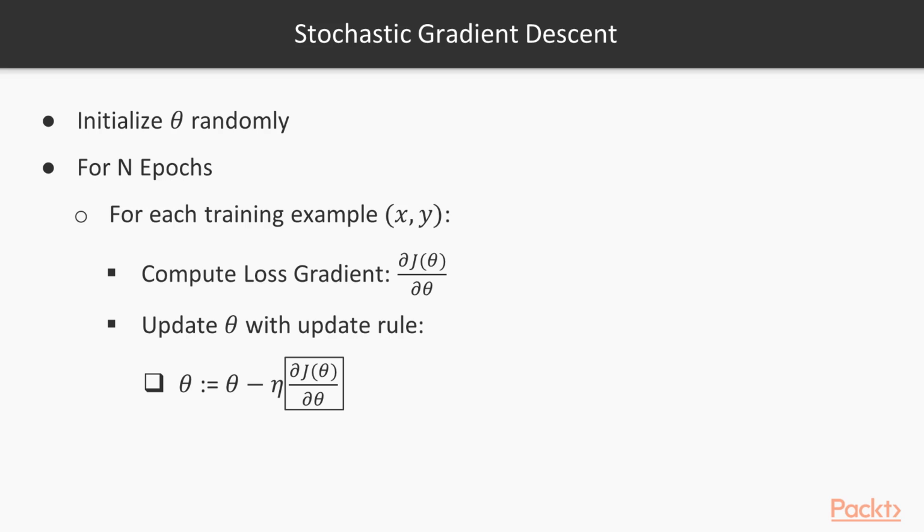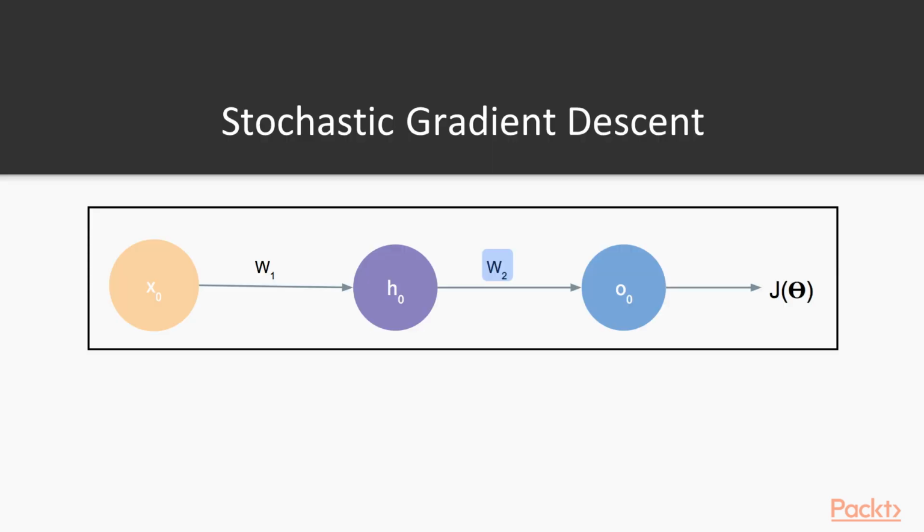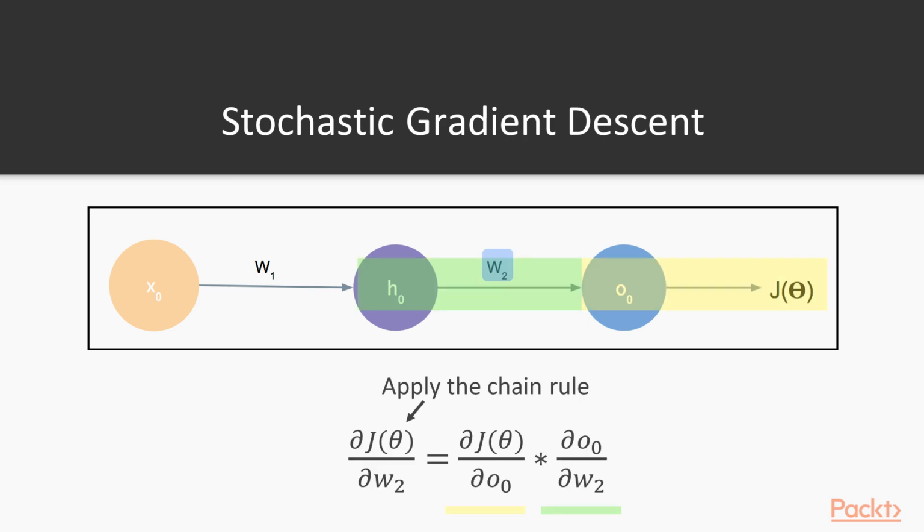To talk a little bit about this gradient, dJ(theta)/d(theta): remember, J(theta) is our loss function, so we want to see the gradient of our loss with respect to our parameters. The way we do this with deep neural networks is that we apply the chain rule. In order to get the gradient of the loss with respect to theta, we need to look at how it changes with respect to weight 2 in this case. So we apply the chain rule here with dJ(theta)/dW2, which gets us dJ(theta)/d(output) times d(output)/d(weight 2).